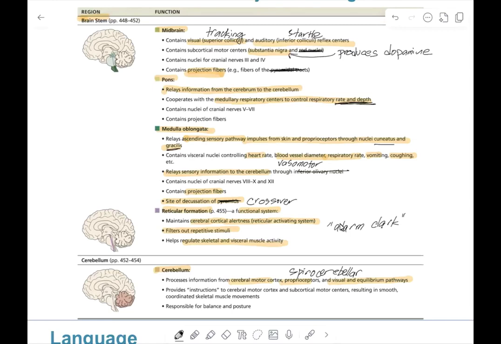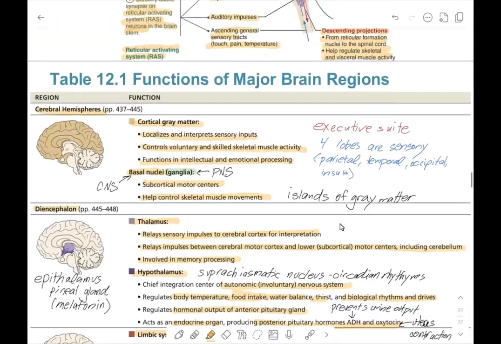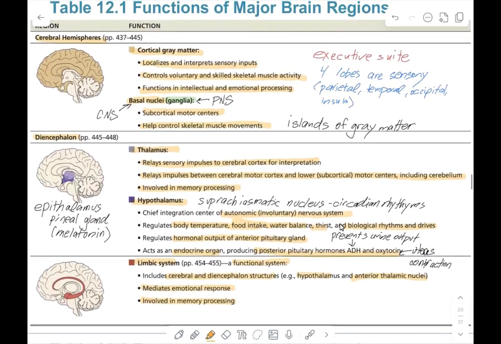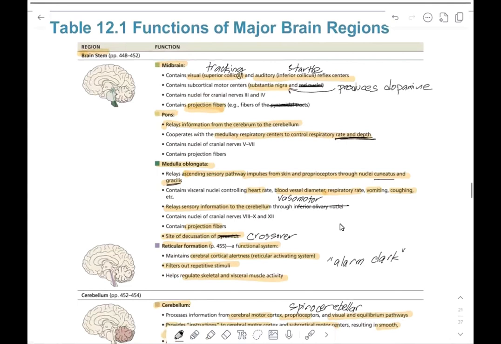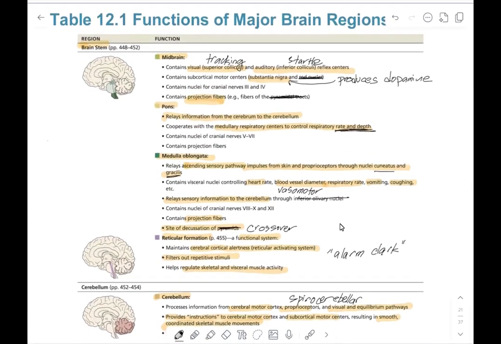So the cerebellum provides instructions to the cerebral motor cortex, subcortical motor centers, resulting in smooth, coordinated skeletal muscle movements and responsible for balance and posture. So the four main parts of the brain are the cerebral hemispheres, the diencephalon, the brainstem would be number 3, and finally the cerebellum would be number 4.